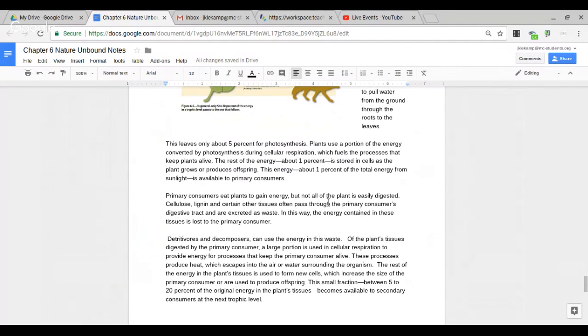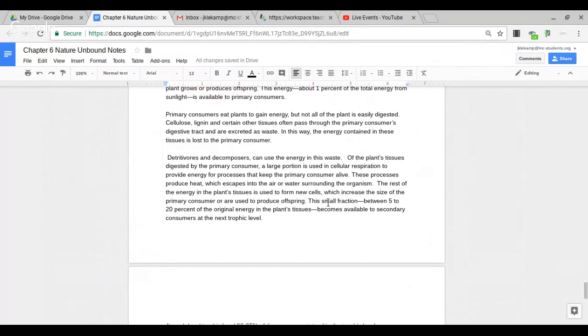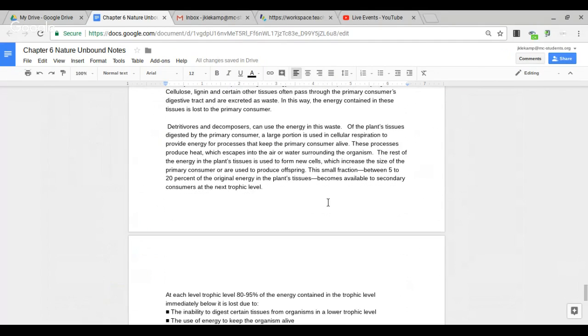Now, the primary consumers eat those plants. They're going to gain some energy. But again, not all that plant is easily digested. So we have cellulose, lignin, and some other tissue that passes straight through the primary consumer's digestive tract without any kind of energy absorption. So that would get put back into the detritivore and decomposer area. They take that waste and they're going to put it back into the system.